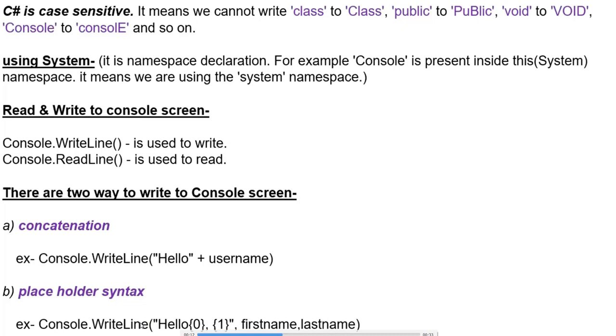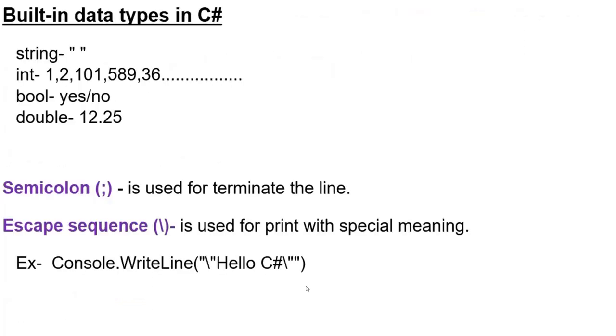In the second line, Console.WriteLine Hello. So what will happen in this case? For the first name, for example, I have passed John. So John will be assigned to 0, and for example the last name is Sina. So Sina will be assigned to 1, and it will print Hello John Sina. We will look into this in a few seconds. Okay, so we have seen this.